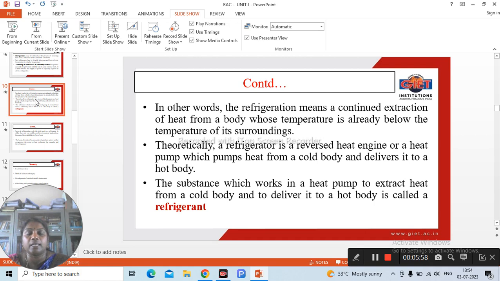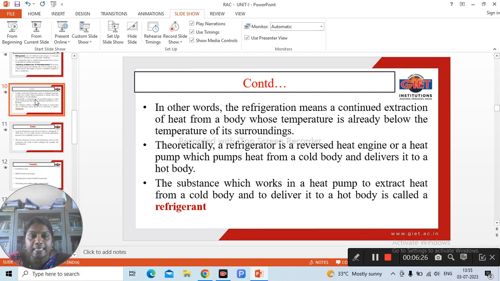Now, theoretically, a refrigerator is a reversed heat engine or heat pump, which pumps heat from a cold body and delivers it to a hot body. The substance which works in a heat pump to extract heat from a cold body and to deliver it to a hot body is called a refrigerant.